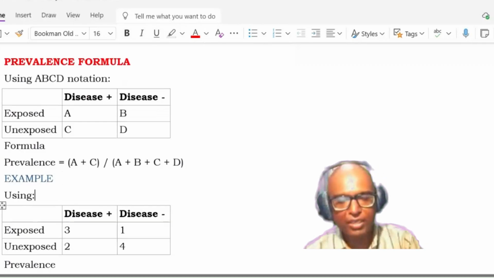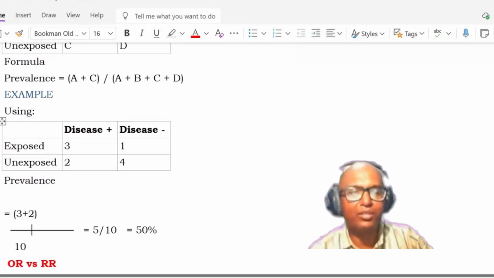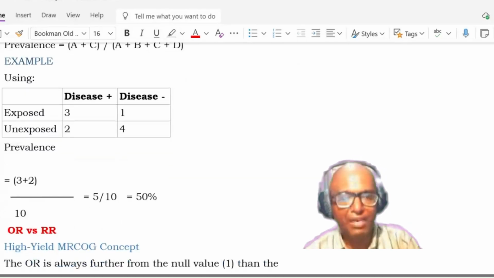So if this is the 2 by 2 table which is given to you, disease in the exposed group is 2 and disease in the unexposed group is 2. Healthy in the exposed group is 1 and non-diseased in the unexposed group is 4. So total population is 10 and total diseased are 5. So 5 upon 10, that will be 50%, which is your prevalence.